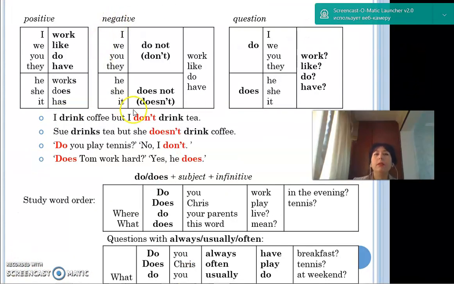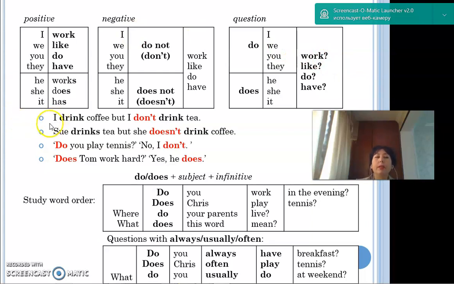Let's look at these tables. This table is negative sentences and these are questions. Look, the positive: I work. In negative, we say I do not work or I don't work. He works. He does not work. He doesn't work. And questions: do I work? Does he work?